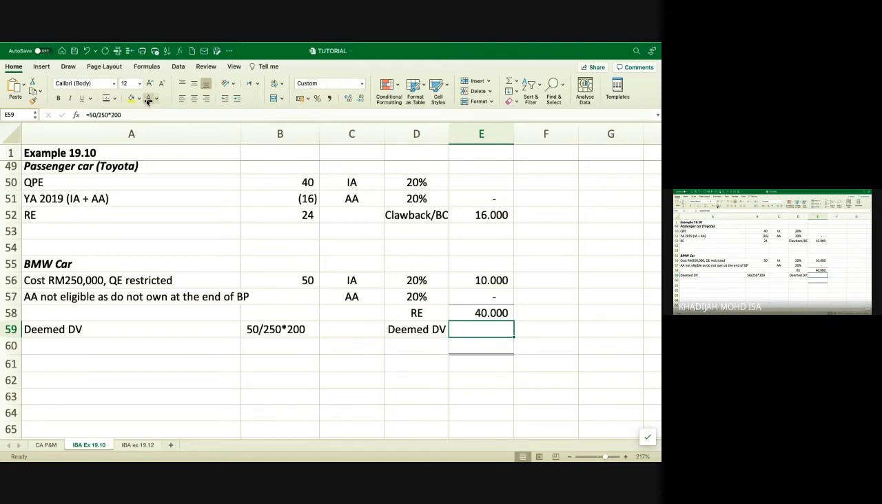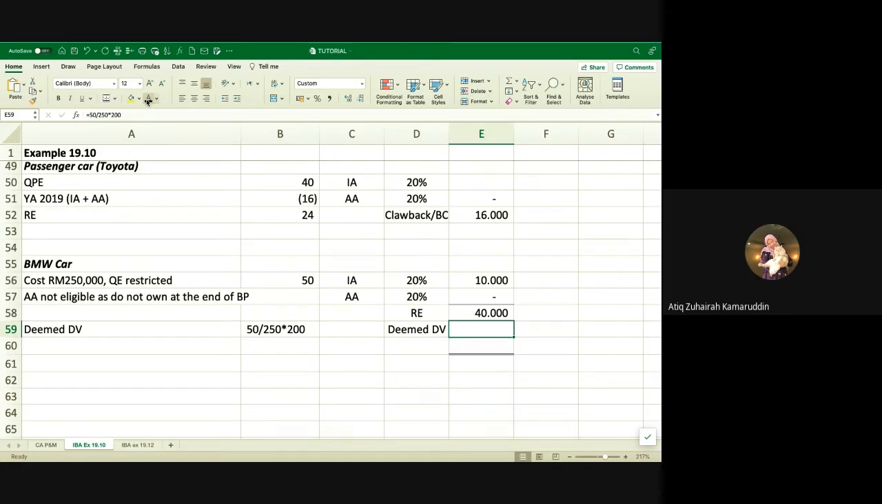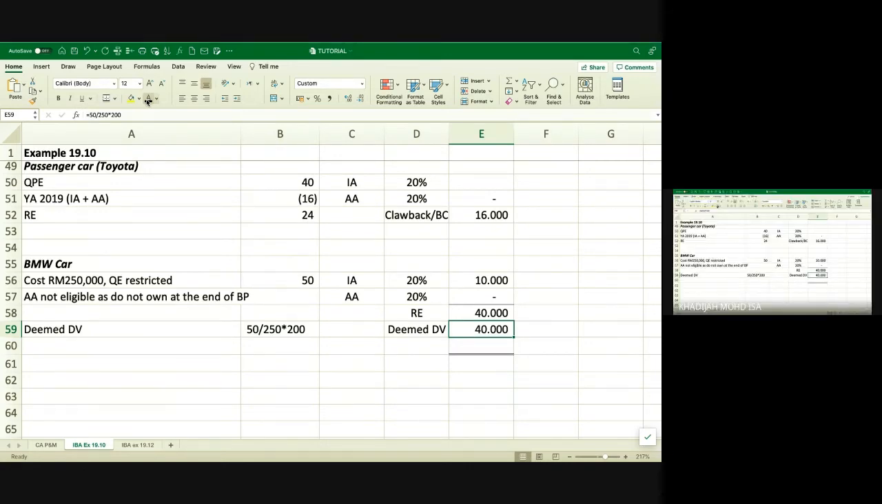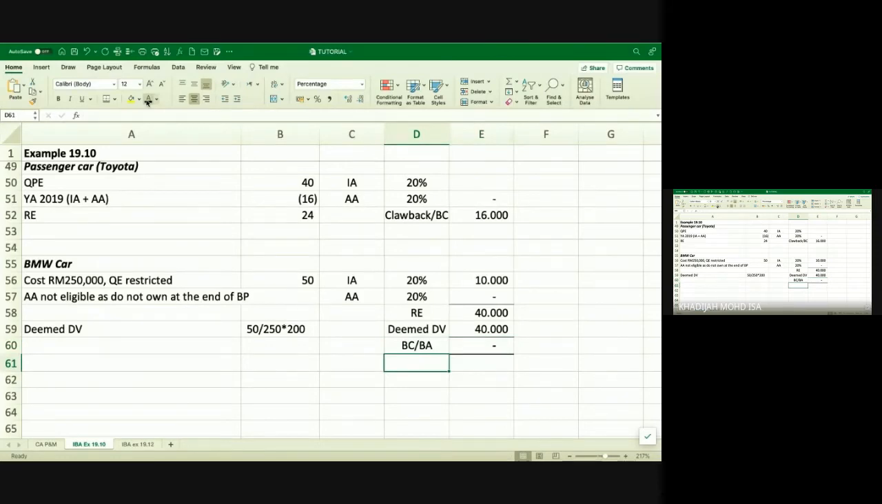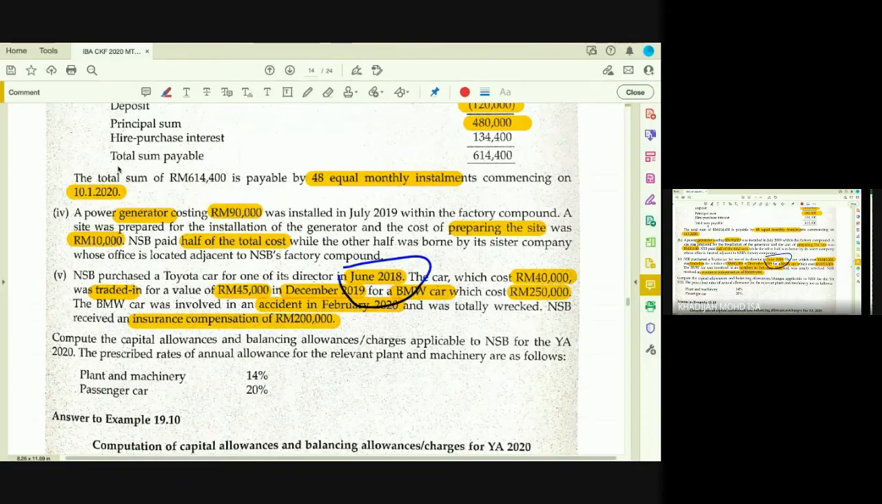How much is that? 40,000. So RE 40,000, the deemed disposal value is 40,000. Is there any balancing charge, balancing allowance? No. Right? There's no balancing charge, no balancing allowance on this asset. Any more? So then you compute.